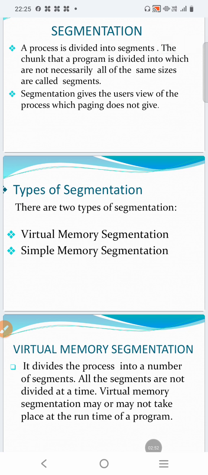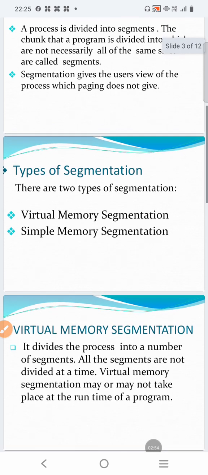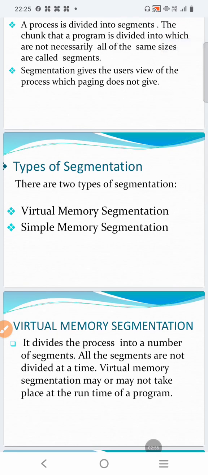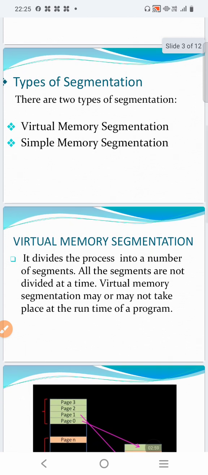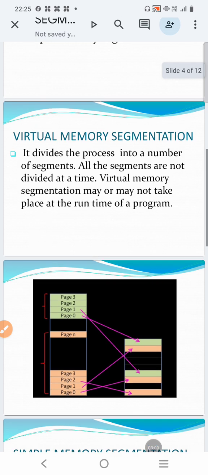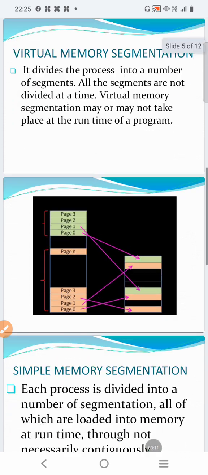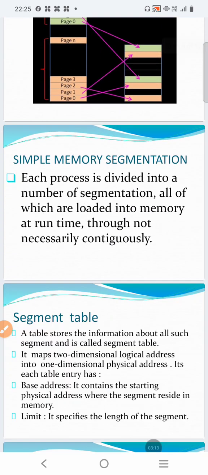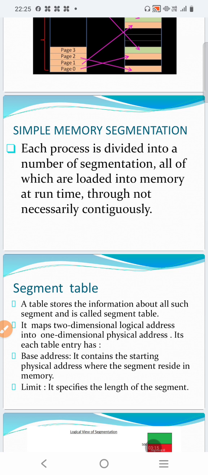We have two types of segmentation: first virtual memory segmentation and then simple segmentation. Virtual memory segmentation divides the process into a number of segments, but the segments are not all loaded at the runtime of the program. But in simple segmentation, each and every segment of the process will be loaded at runtime.